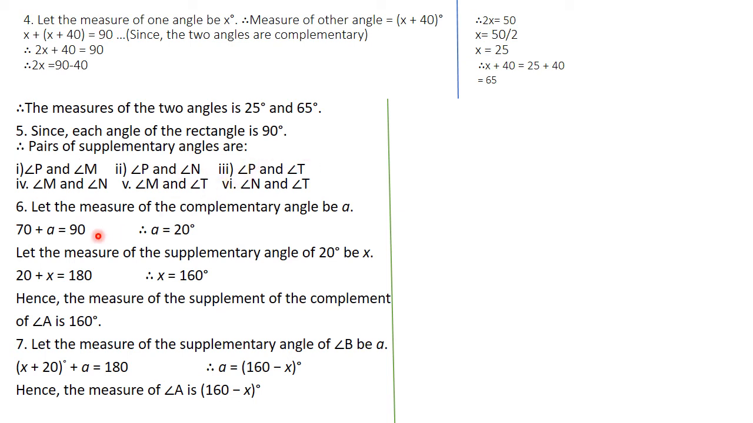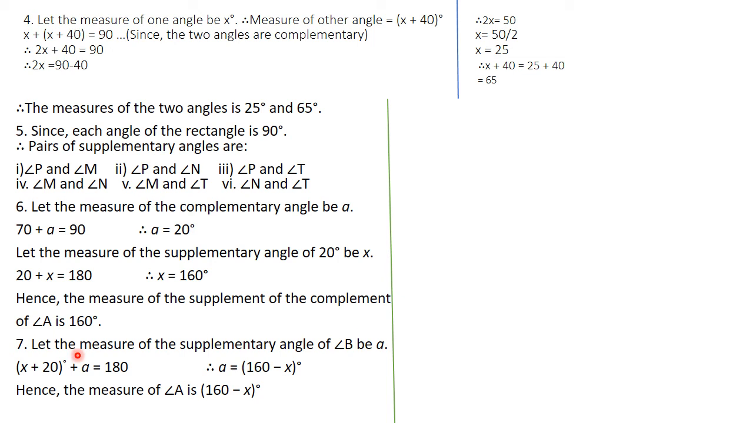Now the sixth sum is given. It is asked to find the measure of the supplement of the complement of A. So first find the complementary angle of 70 degrees. What will you get? 20 degrees. Then of this you have to find the supplementary angle. So it will be 180 minus 20, you will get 160. The steps I have written, you can copy down from the slide.